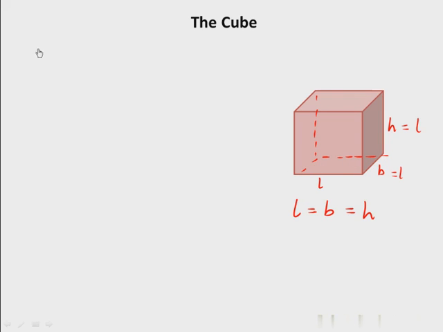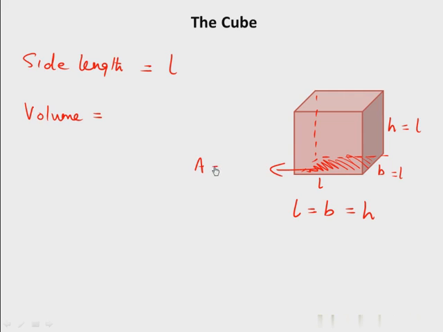So the side length of a cube is equal to L. Could be L meters or L centimeters or L feet. So if the side length of a cube is L, let's find out its volume. Well, the volume is simple. I find out the area of the base. This is the base. Since the base is a square, its area will be length square. And then this area goes all the way up the height to create the box.